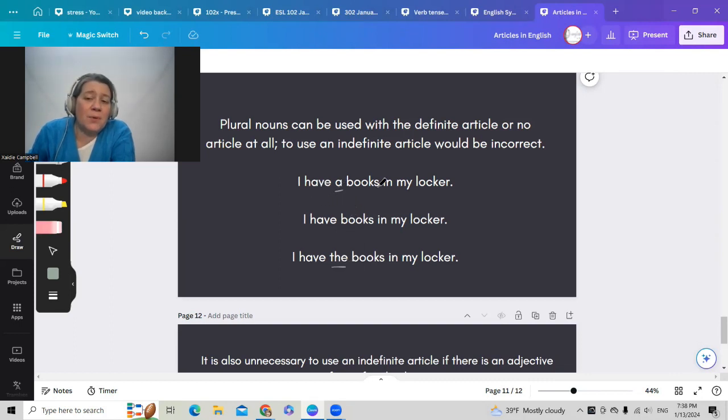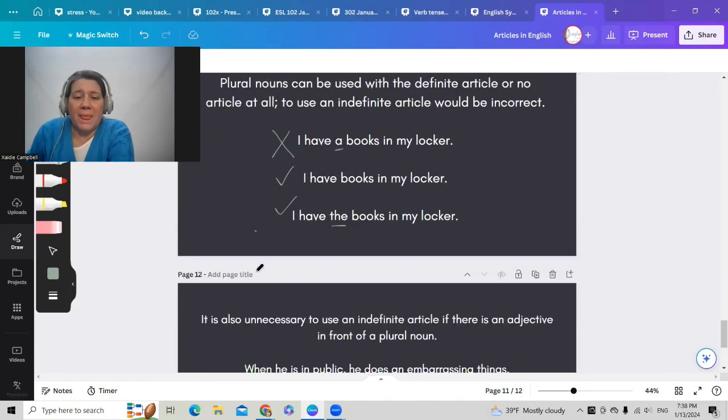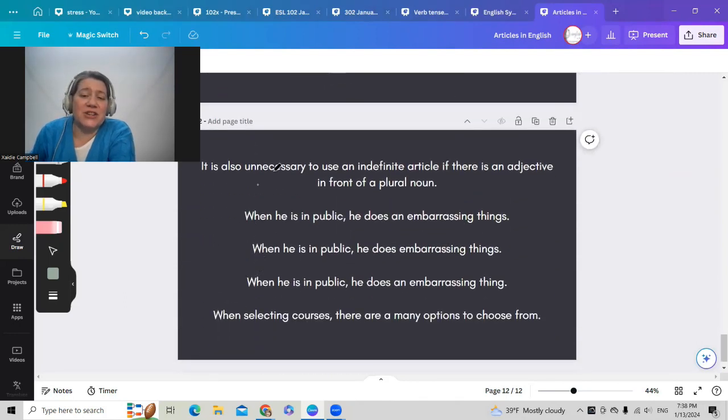I have a books in my locker. That's wrong. I have books in my locker. Yes, that's correct. I have the books in my locker. That's also correct. All right, let's look at some more. It's unnecessary to use an indefinite article if there's an adjective in front of the plural noun.